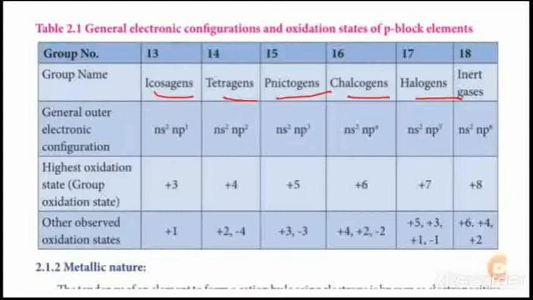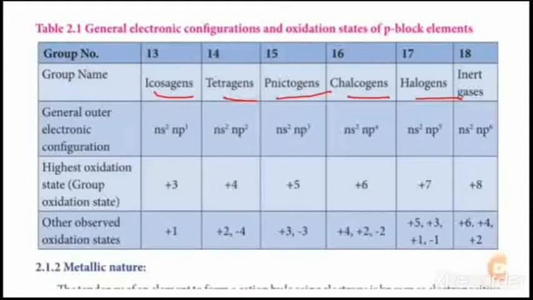The highest oxidation states of this group represents the total number of electrons in its valence shell. For example, in 13 we are having 2 electrons in s orbital and 1 electron in p orbital. So 2 plus 1, 3. In 14, s2, p2. So total 4. Like that, 15, 16, 17, 18 having the highest oxidation state. Okay. But the important thing is the other observed oxidation state.